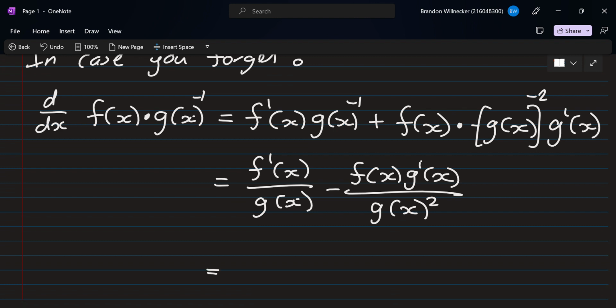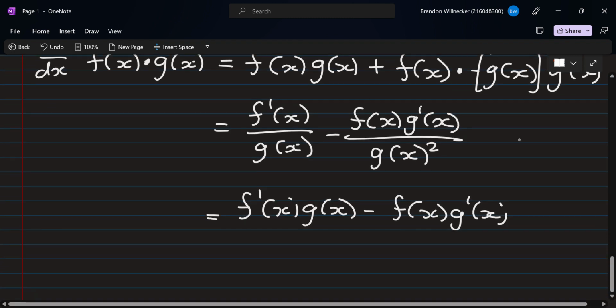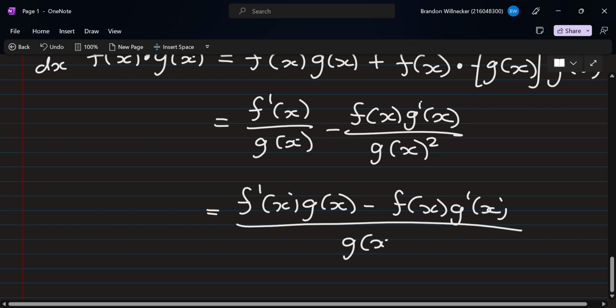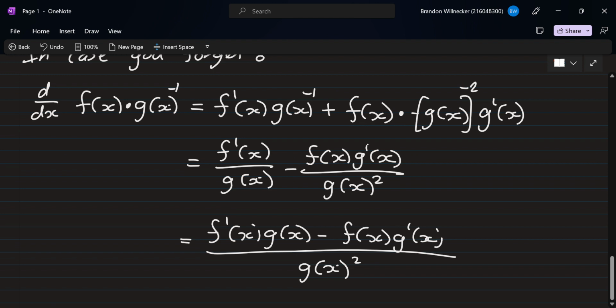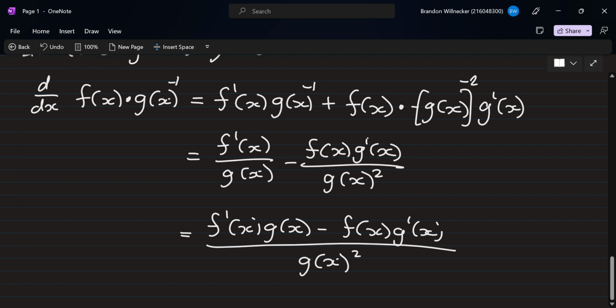So for the first fraction, we can multiply top and bottom by g of x. So we're going to have f prime of x, g of x, minus f of x, g prime of x, all over g of x squared. Okay, which is the quotient rule that we had above. So if you ever forget the quotient rule and you remember the product rule and the chain rule, then you can rederive it. Okay. So that's something good to keep in mind.